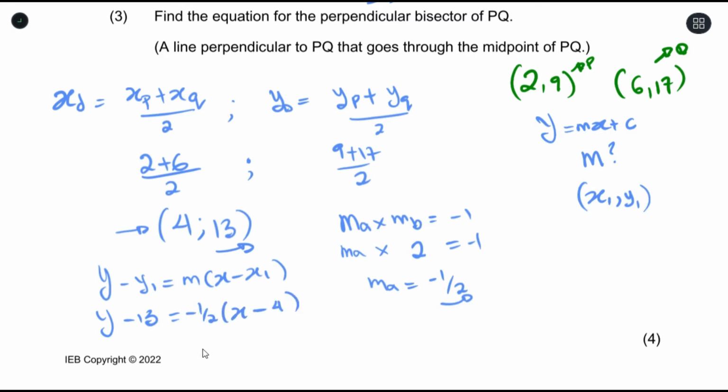So simplifying this, you're going to get y is equal to -1/2 x. This here will give you 2. That moves over, you get 15. The equation of the perpendicular bisector of PQ is y equals -½ x plus 15. And that's it.